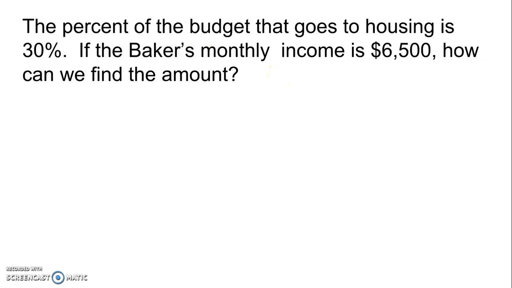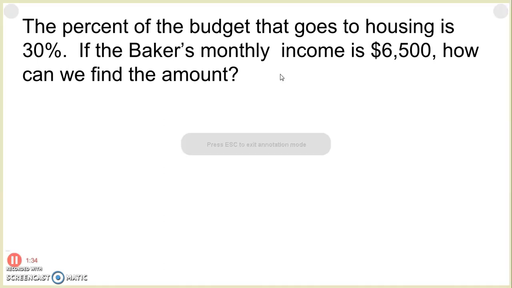Here's the first blank on your table. The percent of the budget that goes to housing is 30%. If the baker's monthly income is $6,500, how can we find the amount? So, for the first blank, are we looking for the part, the whole, or the percent? You should have picked that we're looking for the part here, because that's what we're looking for, the amount, okay?